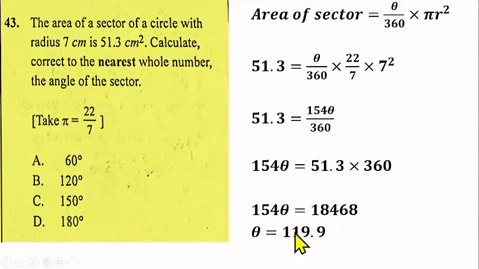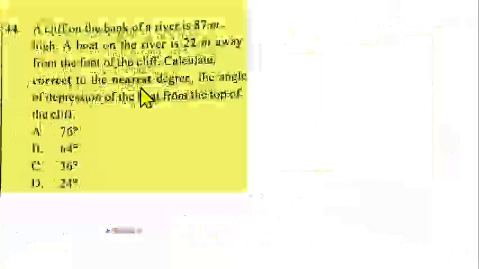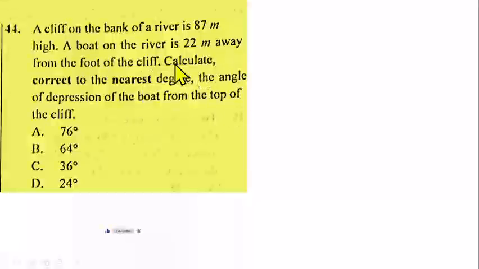That gives us 119.9 degrees. So you have to approximate to the nearest degree. That should give us 120 degrees to the nearest degree. So that will give us option B as the correct answer for question number 43. Question number 44 is still on angle of elevation and depression.